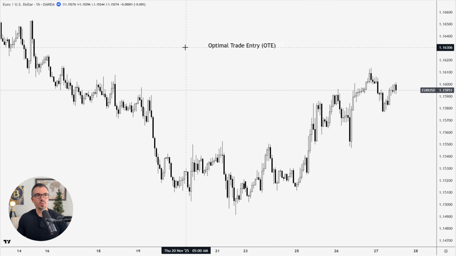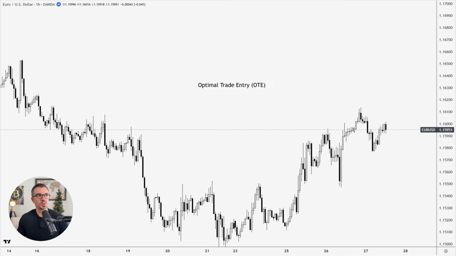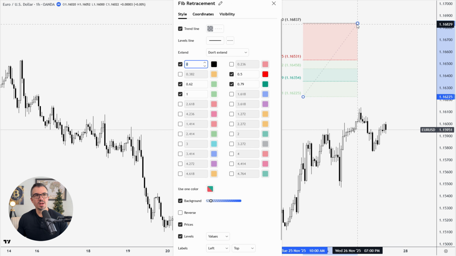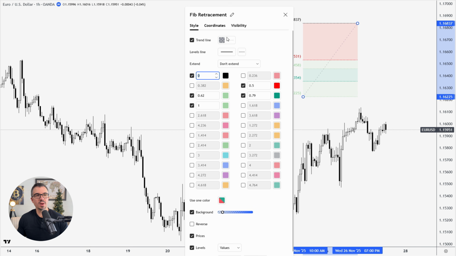But optimal trade entry, what this is, I'm going to draw up my fibs now. And this is the tool here that I use, but I have modified this so that I only have a few levels shown. And I'll put up the settings here. You can pause the video and copy these settings and create your own fib like this.